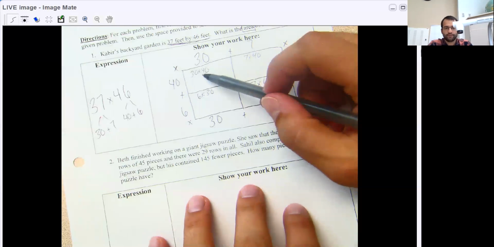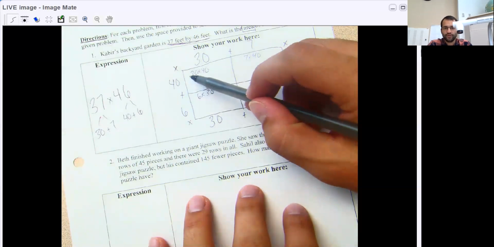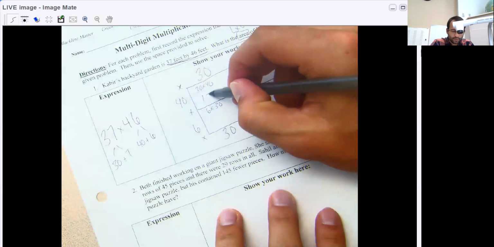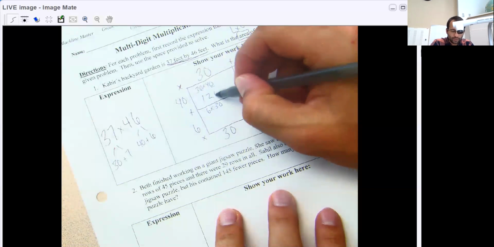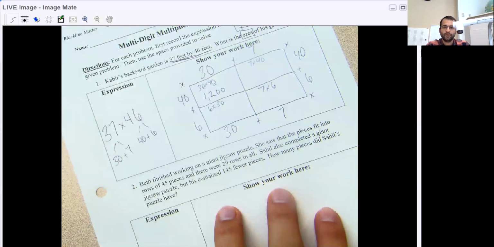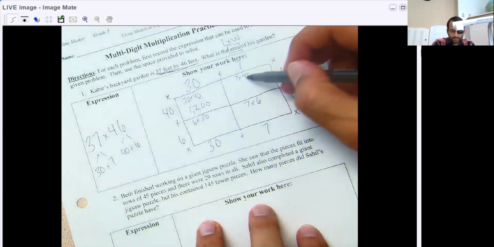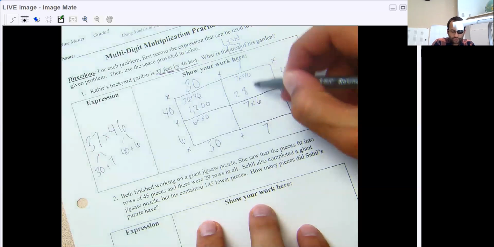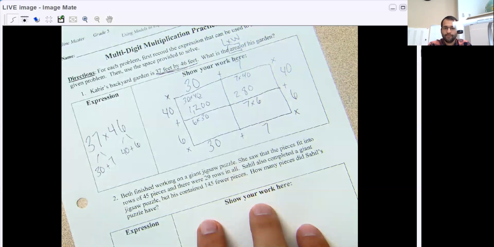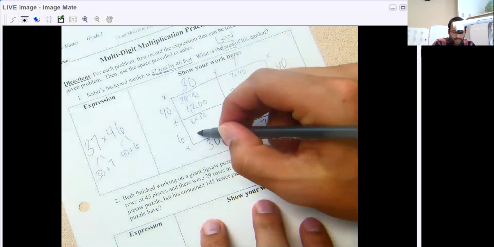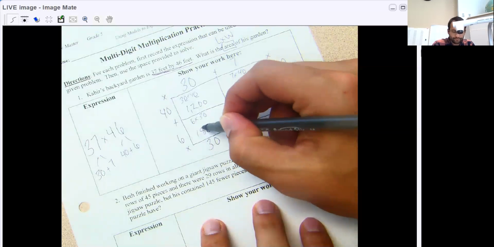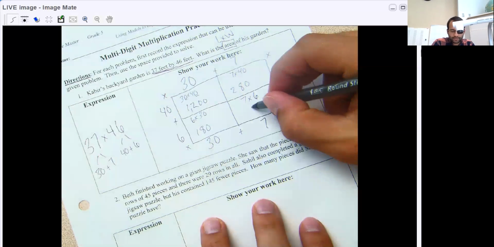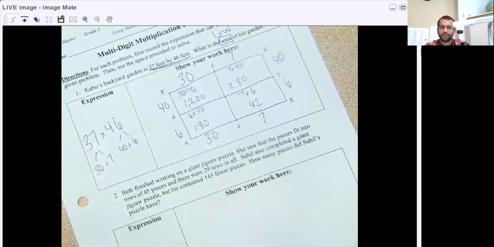All right, let's do my times by powers of 10. 3 times 4 is 12. And I've got 2 zeros, 1,200. 7 times 4 is 28, 1 zero, 280. 6 times 3 is 18, 1 zero, 180. And 7 times 6 is 42, no zeros.